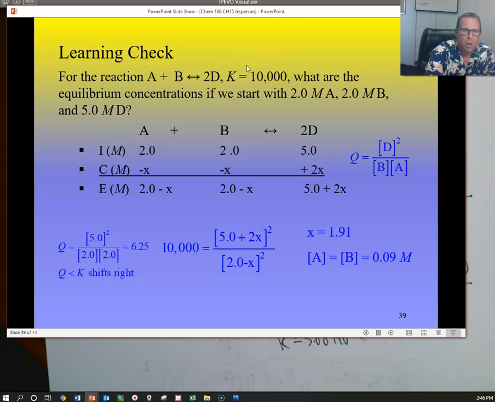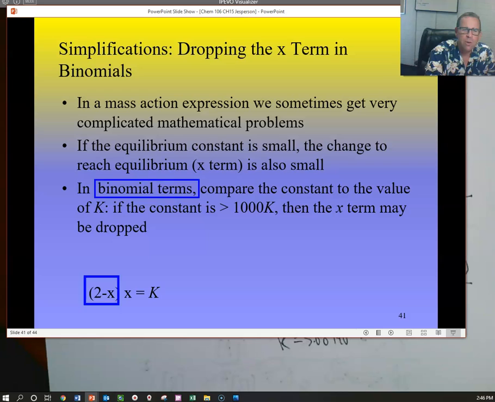If the k value is really small, then it's possible that the shift will be very small as well. And if the shift is very small, then we can take advantage of that fact and simplify our math. All right? And we'll use some examples of that in the future. But basically what we're saying here is that in a binomial term like 2 minus x, if x is very small, like 0.00001, 2 minus x essentially is equal to 2, right? So you can simplify problems like that when x is really small, okay?